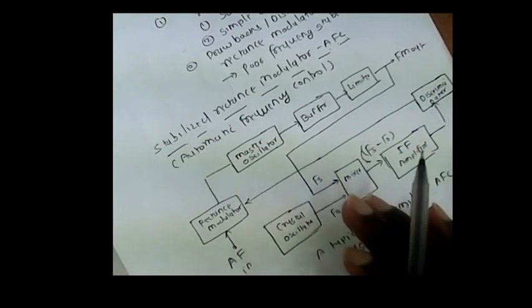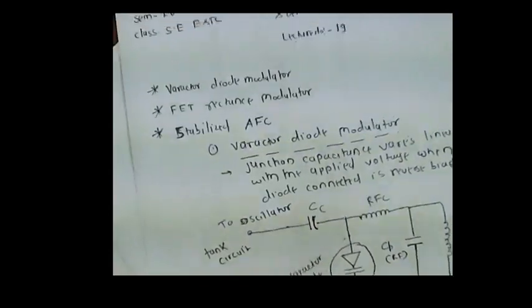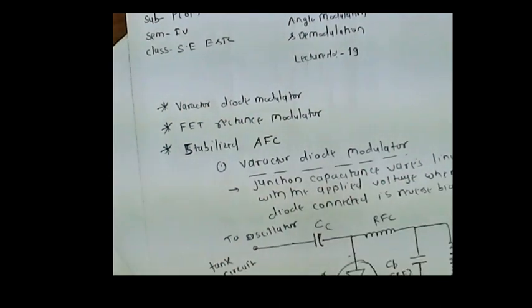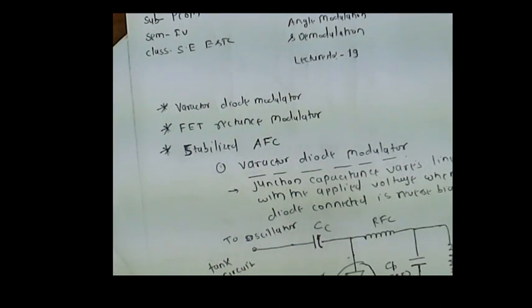So this is all about the three devices we covered: the varactor diode modulator, the FET reactance modulator, and the stabilized AFC circuit system. In this lecture we dealt with the three modulators: varactor, FET and AFC. So we can stop here. Thank you very much.